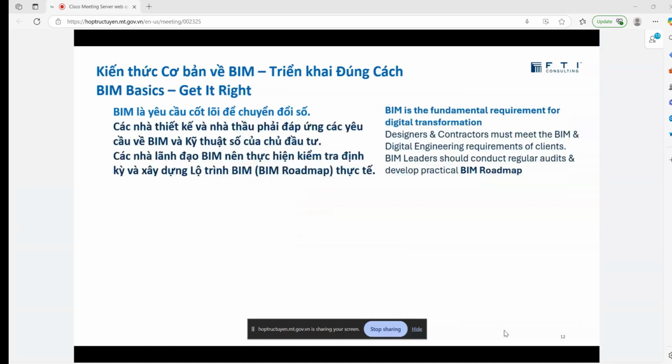So in order to get BIM correct on your projects, again, it is essential that the High Speed Rail Authority defines what they want from the BIM process. So we can make sure that the designers and contractors are meeting your digital engineering requirements, and we can make sure that there are audits completed, so that we can actually develop a really good practical BIM roadmap. There are 5 key areas that need to be considered.